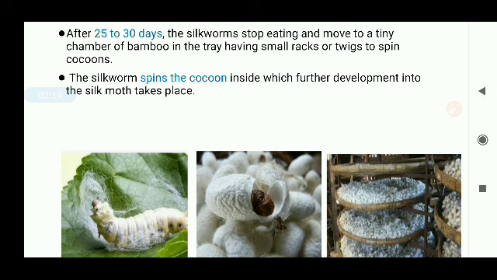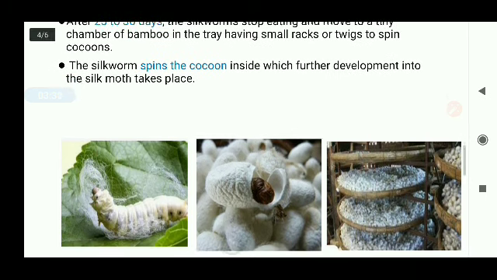Here the third figure shows the trays made up of bamboo where the cocoons are placed, and this silkworm spins the cocoon, inside which the further development of the silk moth takes place. This can be seen in the first and second figure.